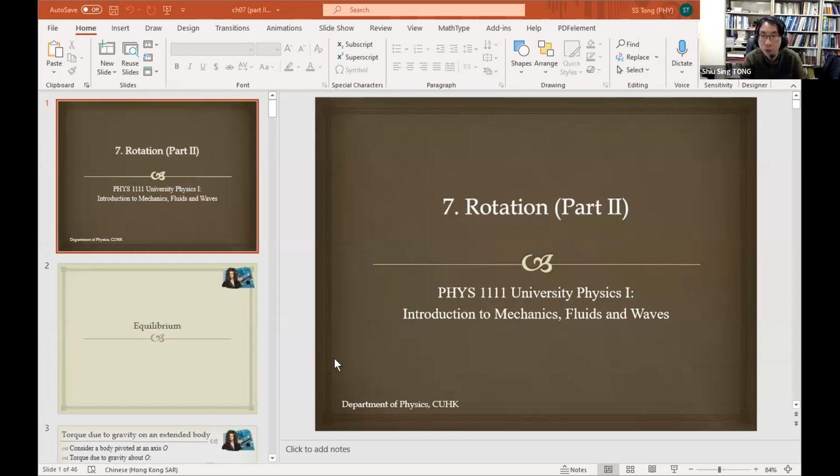Okay, so this is the end of the first part of rotation. Now we consider a little bit today for the second part of rotation, and the second part of rotation is on equilibrium and also on the conservation of angular momentum.